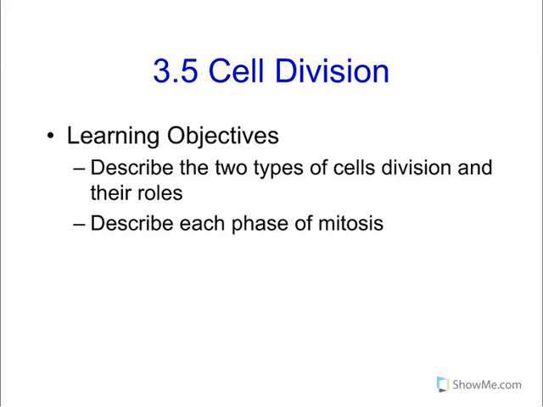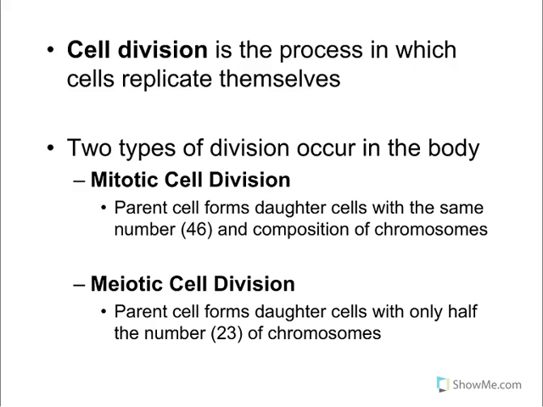How do they divide? So we're going to take a look at that, and then we're going to describe each phase of one part of the cell division type. So cell division is the process in which the cells are going to replace themselves. So there's your function. So it's replacing.